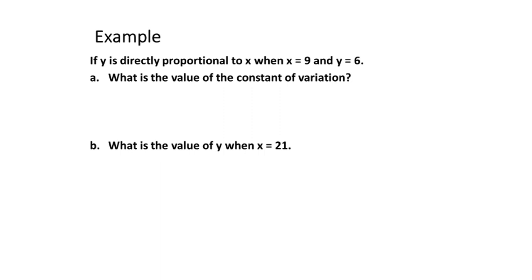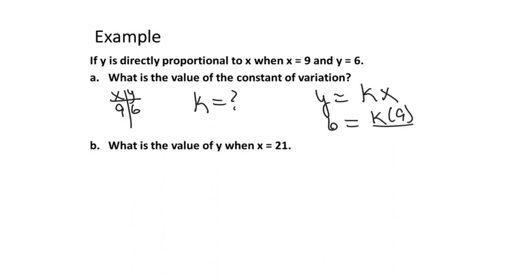All right, the next example, y is directly proportional to x when x is 9 and y is 6. So again, I'm going to do my table. And x is 9 when y is 6. What is the value of the constant of variation? So that means that I want to know what k is equal to. So I'm going to replace into the general form the value for y, which is 6, the value for x, which is 9. I'm going to divide both sides by 9, and I'm going to get 2/3 is equal to k.